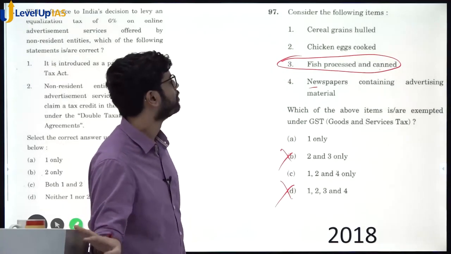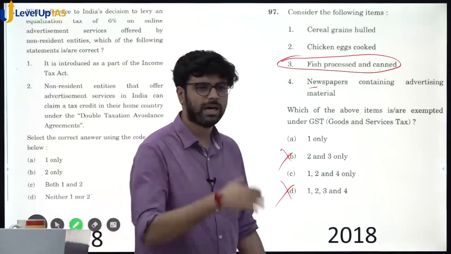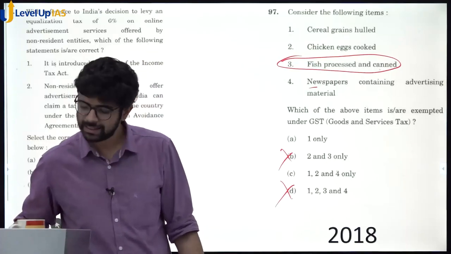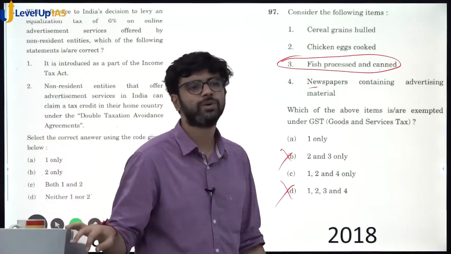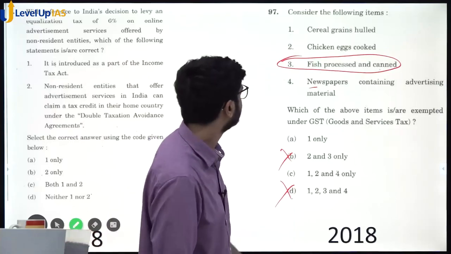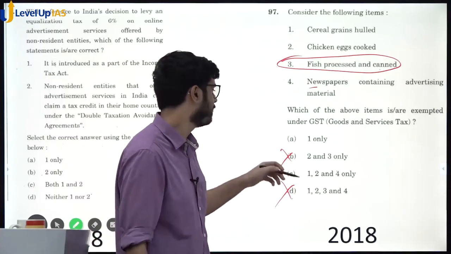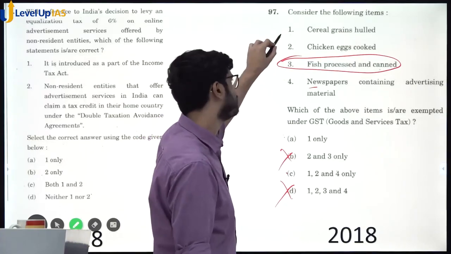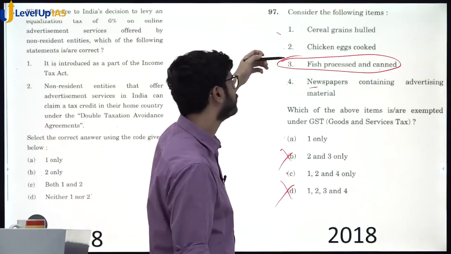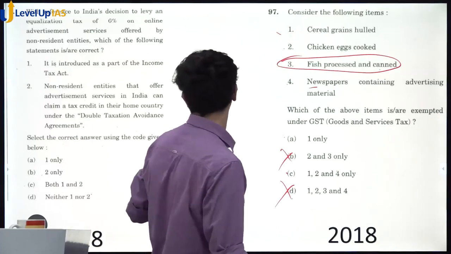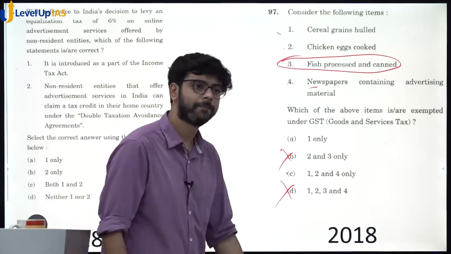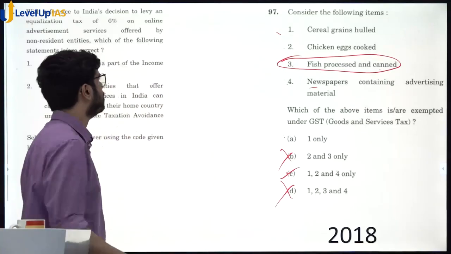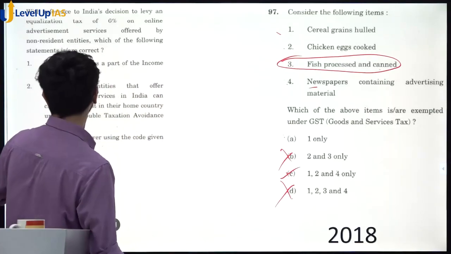So, the answer, see, it's okay if you don't know this. Har ek cheez pata hota hai, it is not possible that you know each and every one of the things. Right? So, canned wala, I am saying ki might not be there. So, if you reach A and C somewhere, you have to mark one of it. Cereal grains is definitely not there, but chicken eggs, cooked and newspaper advertising material, theek. Okay? So, the answer is C, 1, 2, 4, but not that important.